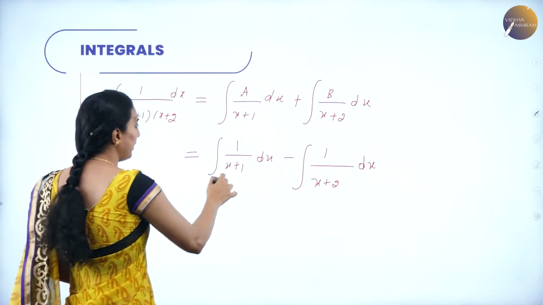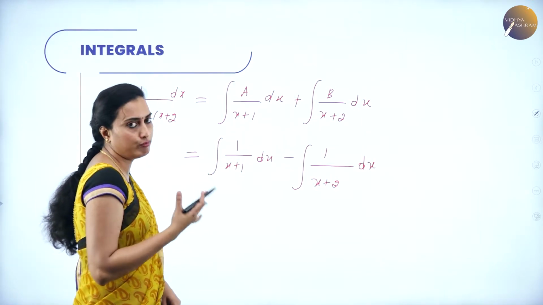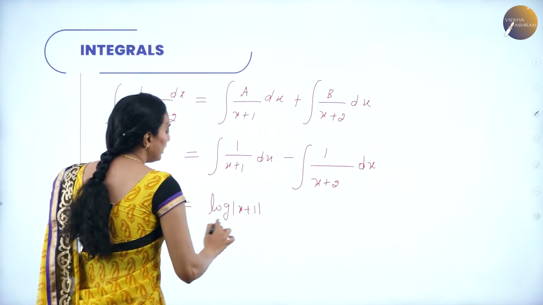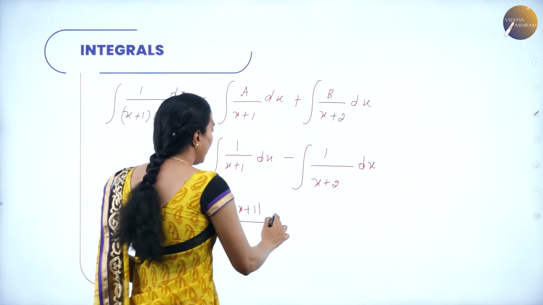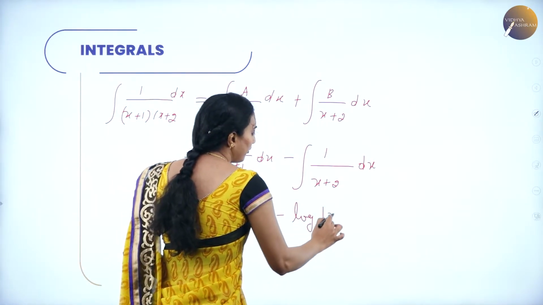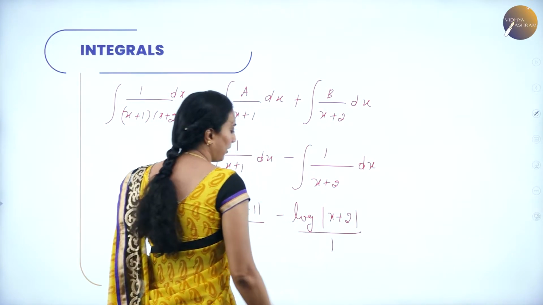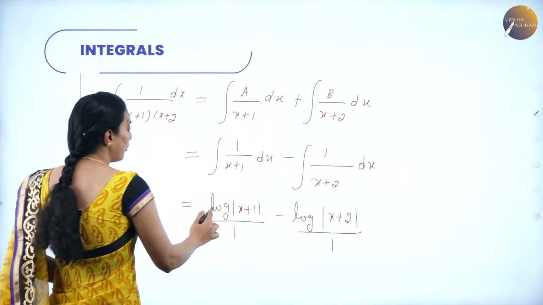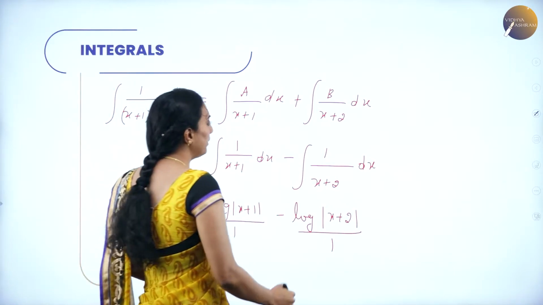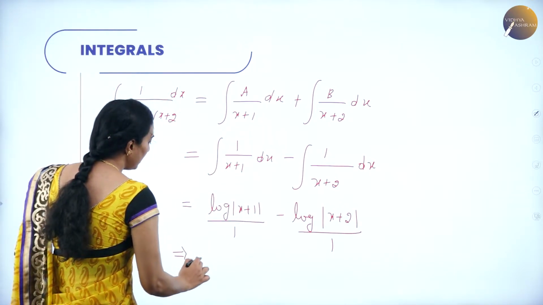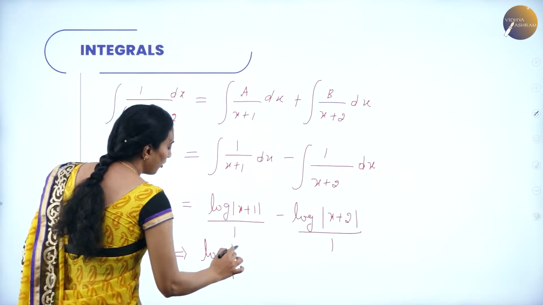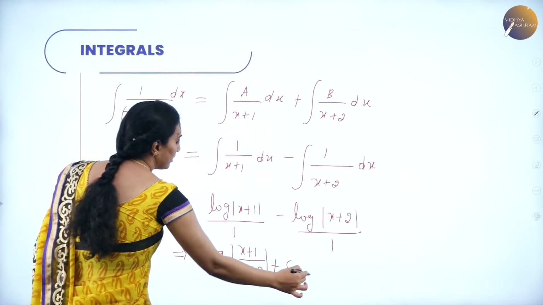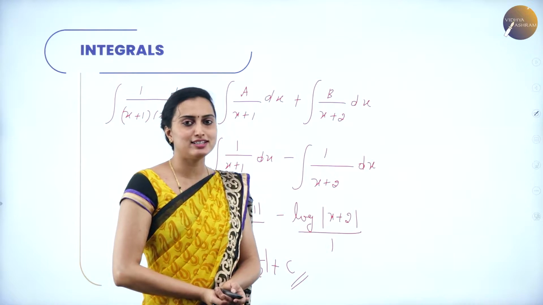Now what is this? The integral of 1 divided by x plus 1 is log of modulus of x plus 1 divided by 1, because the coefficient of x is 1, again minus log of modulus of x plus 2, coefficient of x is 1. Anything divided by 1 will be the same. Now this is in the form of log m minus log n, which can be written as log m by n, which is log of modulus of x plus 1 divided by x plus 2 plus c. And this is your final answer, dear students.